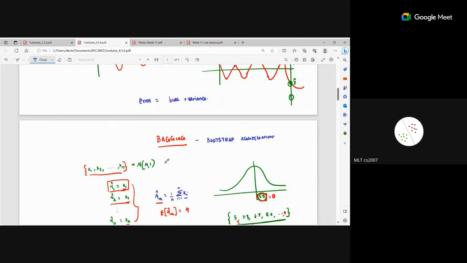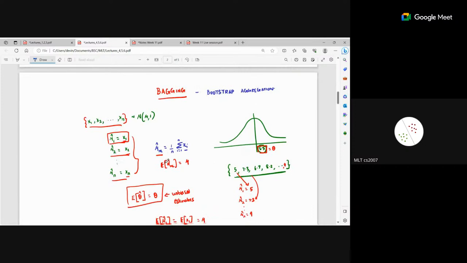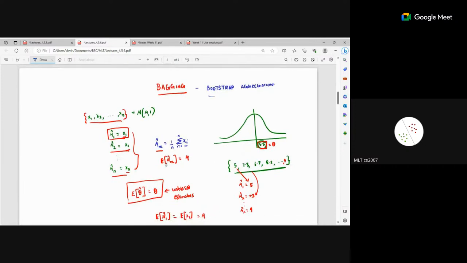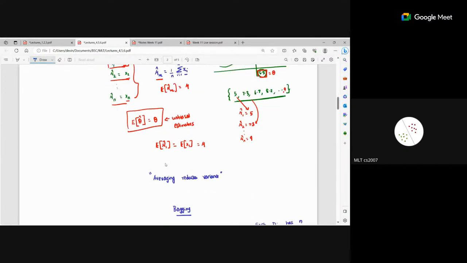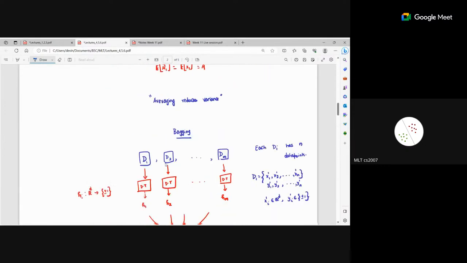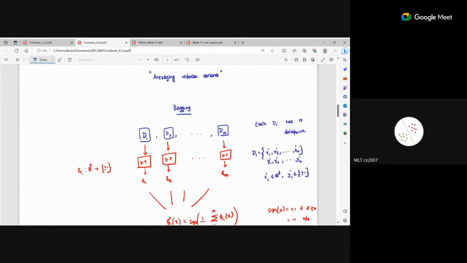To overcome this high bias and high variance, we'll be using the boosting as well as the bagging models. Now when we come to bagging, one way to do it is bootstrap aggregation. Bagging reduces the variance. You'll take a model that overfits.